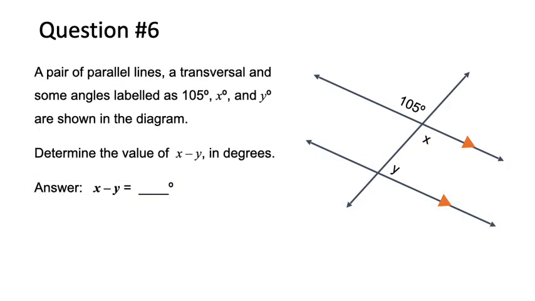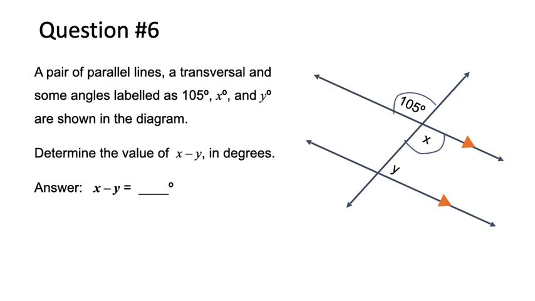Question number 6. We have a pair of parallel lines, a transversal and some angles labeled as 105 degrees, x and y degrees, which are shown in the diagram. And we are asked to determine the value of x minus y in degrees. So I'll let you put the video on pause and come up with, first of all, what would be the measure of angle x. Once you know that, what would be the measure of angle y, and then subtract those two and see if we can agree on the answer here.